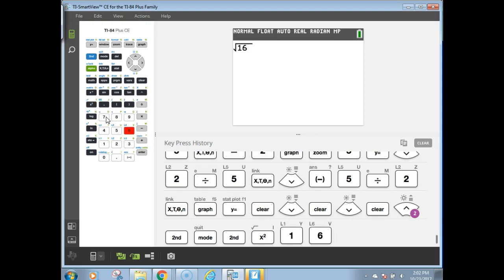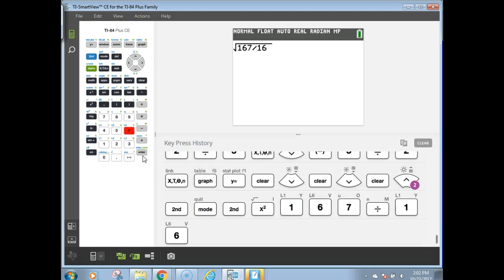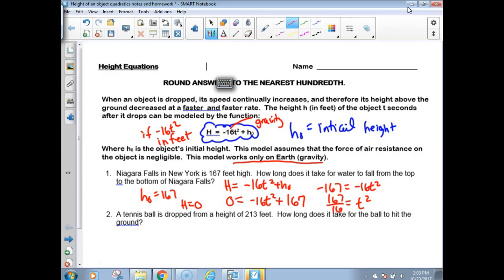We're going to type in the square root of 167 divided by 16. I'm just going to go ahead and use the fraction. And we're going to find out that it takes 3.23 seconds to hit the ground. We're going to go to the hundredths place.